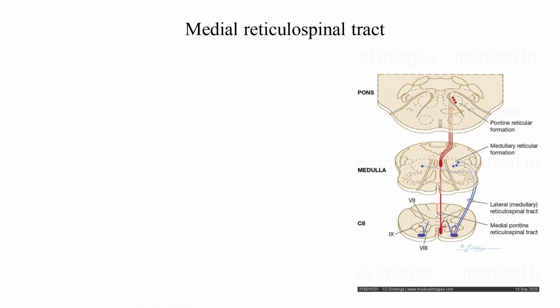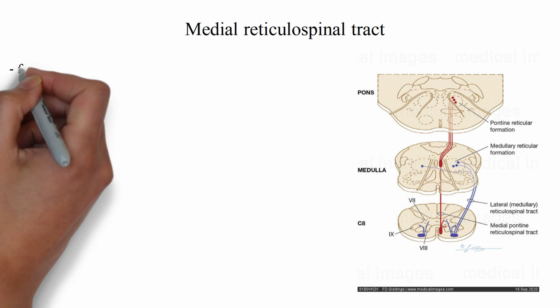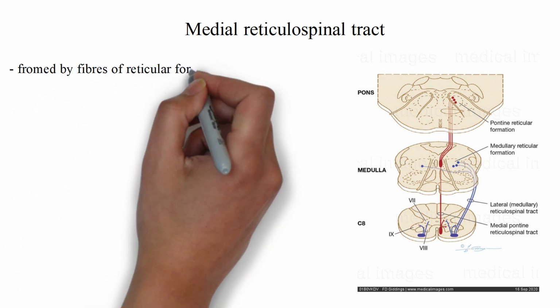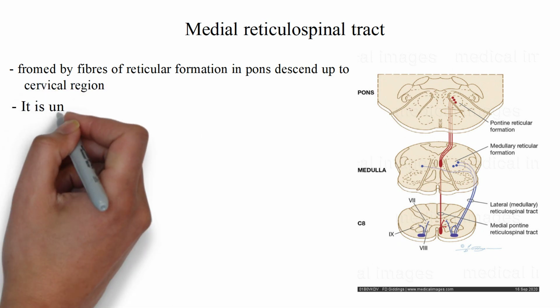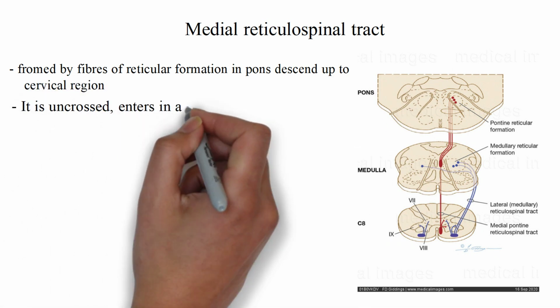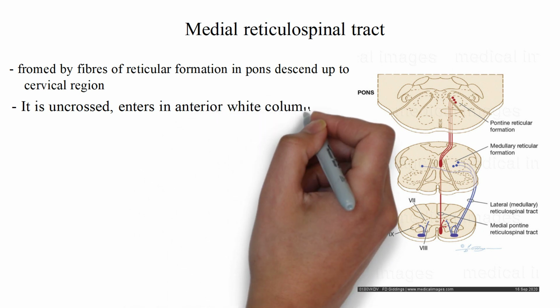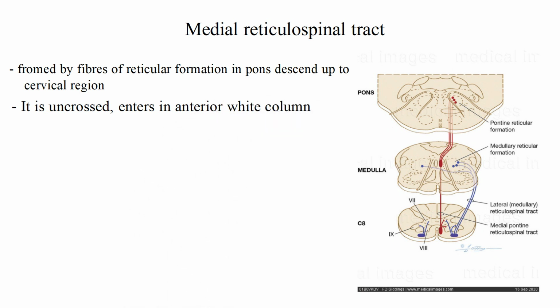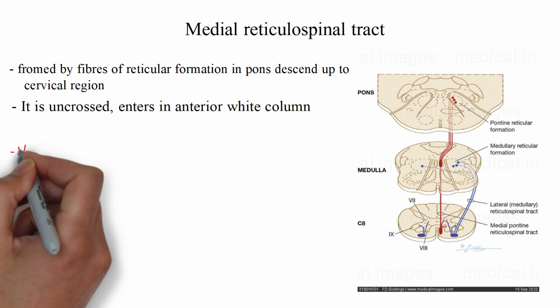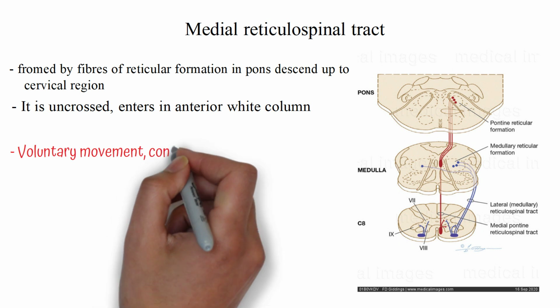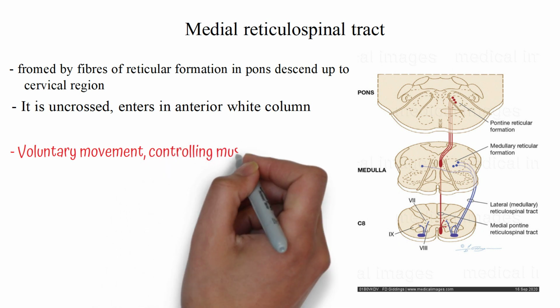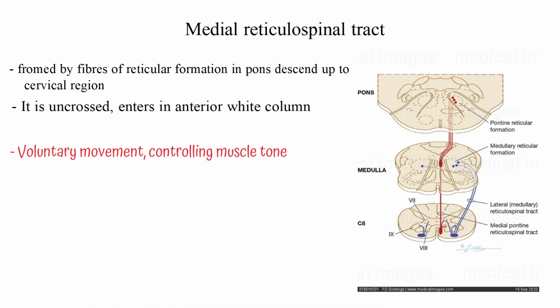The second extrapyramidal tract is the medial reticulospinal tract. This tract is formed by the fibers of the reticular formation, which is present in the pons. It descends up to the cervical region. The fibers of this tract are uncrossed. It enters into the anterior white column and eventually into the anterior horn. The main function of this tract is to control the voluntary movement and the muscle tone. As you can see in the image, the red colored fibers are the medial reticulospinal tract.